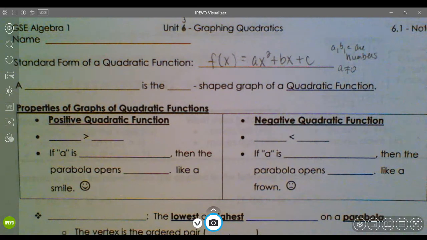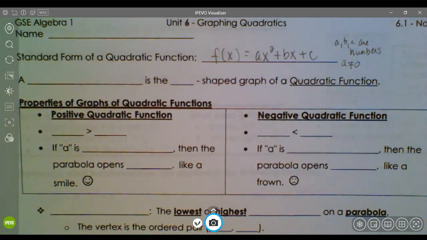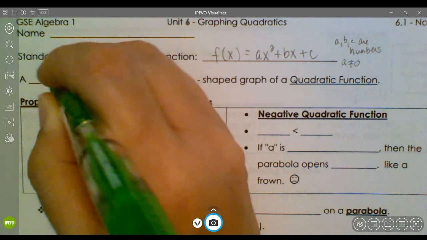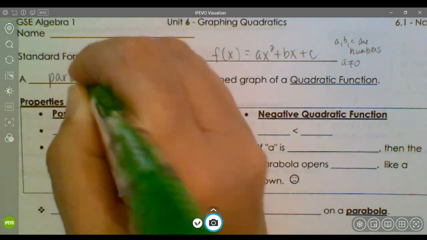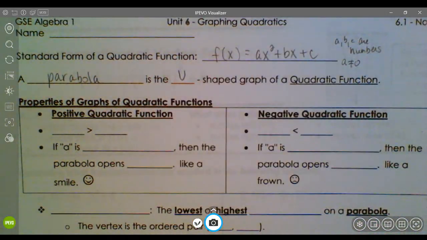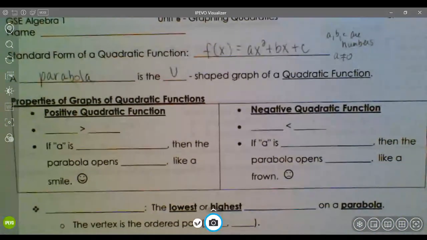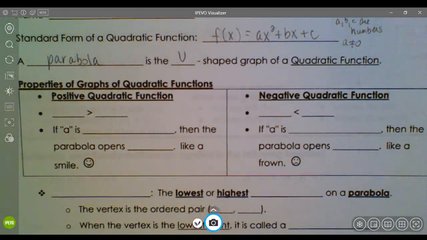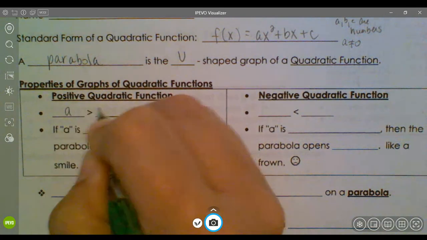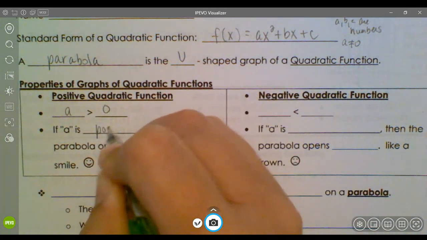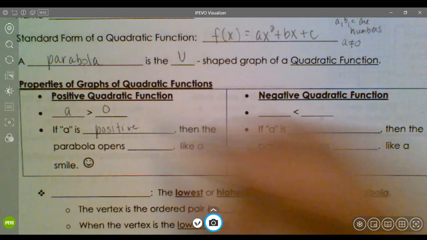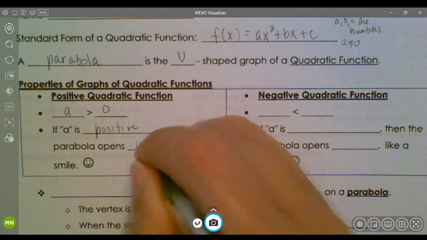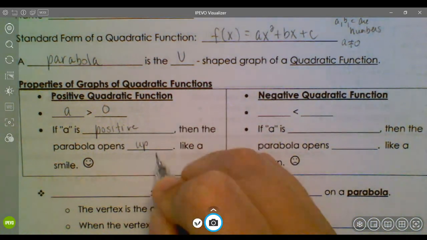standard form. Now, yes, we previously talked about the shape of a square function. It's called a parabola, and it is a U-shaped graph. And one thing that's going to happen is sometimes the parabola opens up, sometimes it opens down. We're going to deal with the two cases, okay? So when a is greater than 0, a is positive, and when that happens, the parabola opens up. So the parabola will look like this.